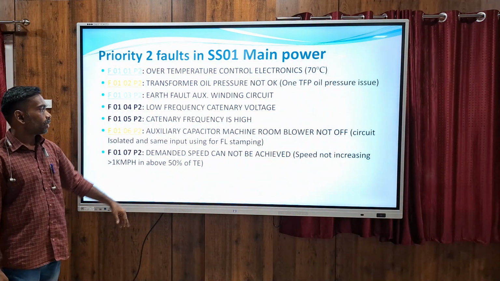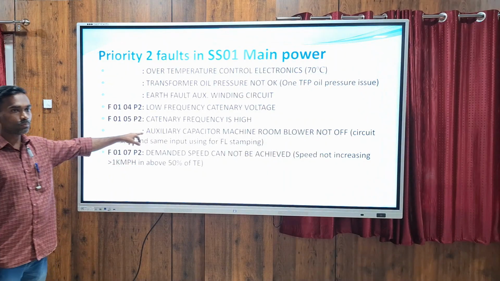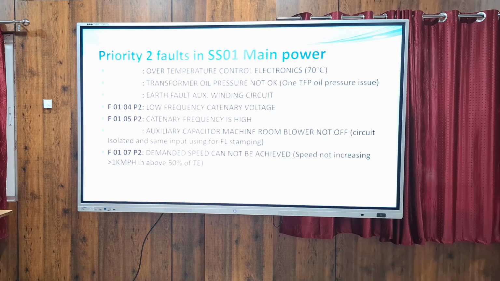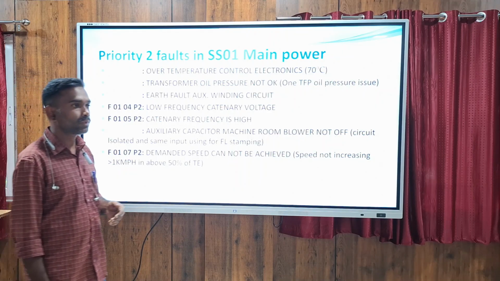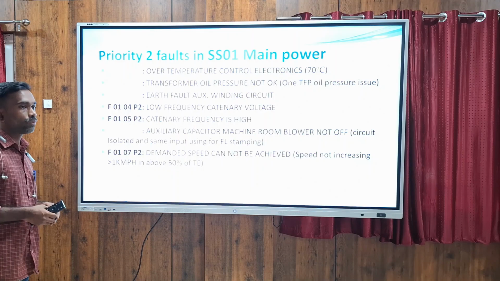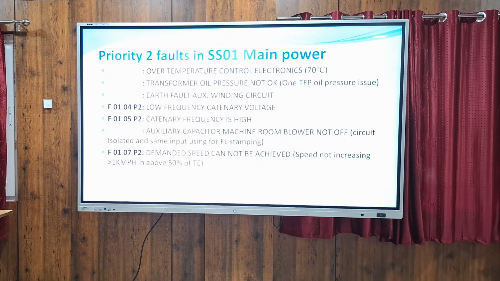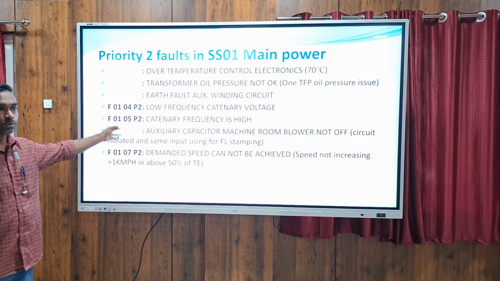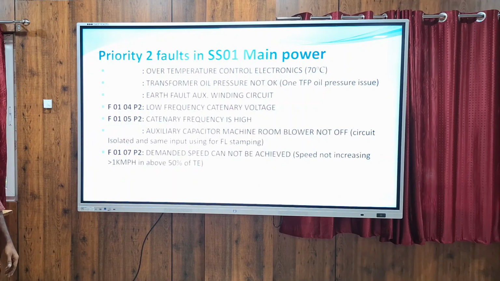Next is auxiliary capacitor. This circuit is actually isolated now. Earlier MRB is in the auxiliary circuit, in the single phase circuit, not in the bar output. No, it is 0.4 or 0.4. Now this circuit is not there. Instead of that, this same input is used for FL stamping purpose.